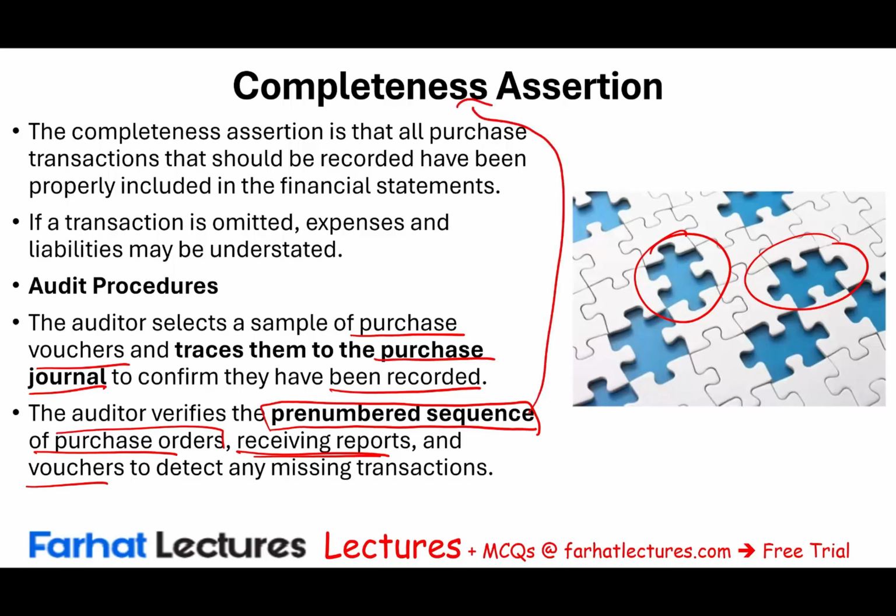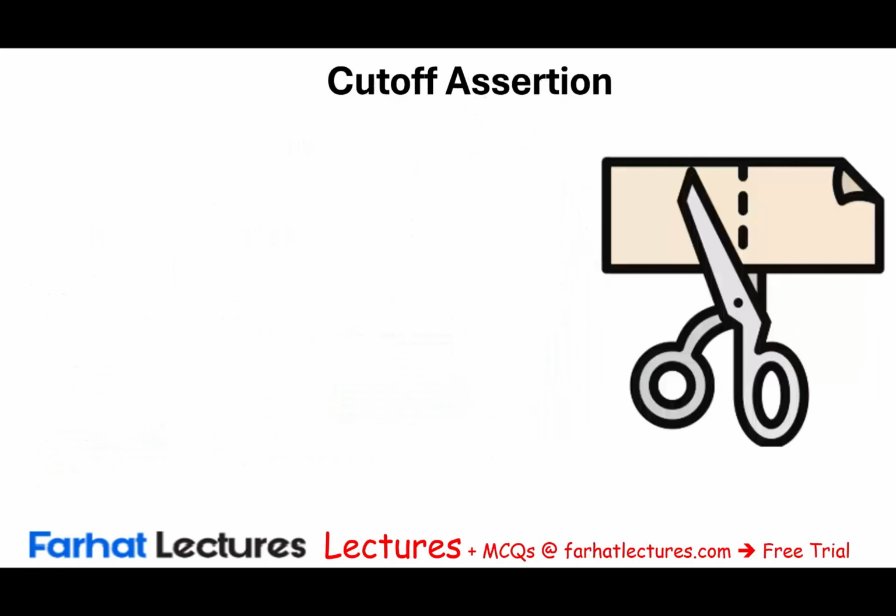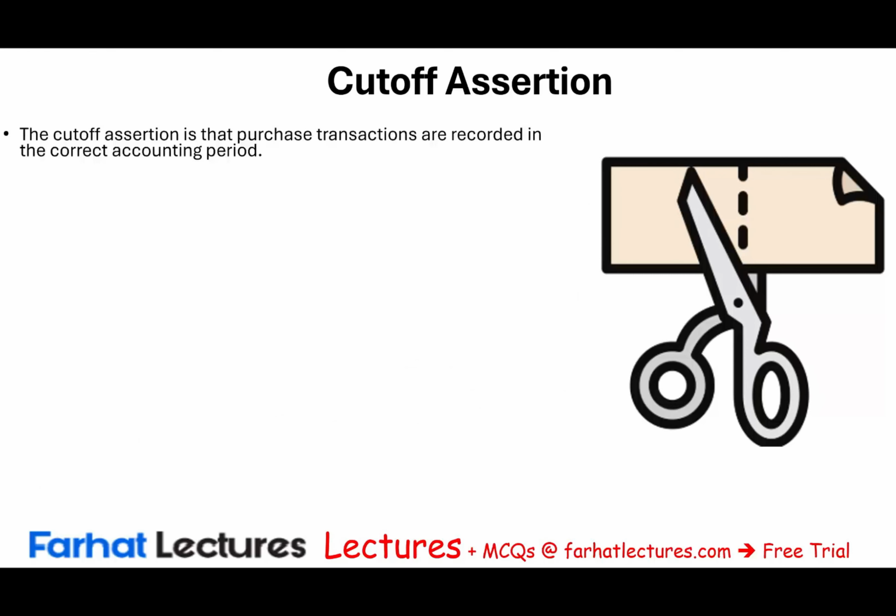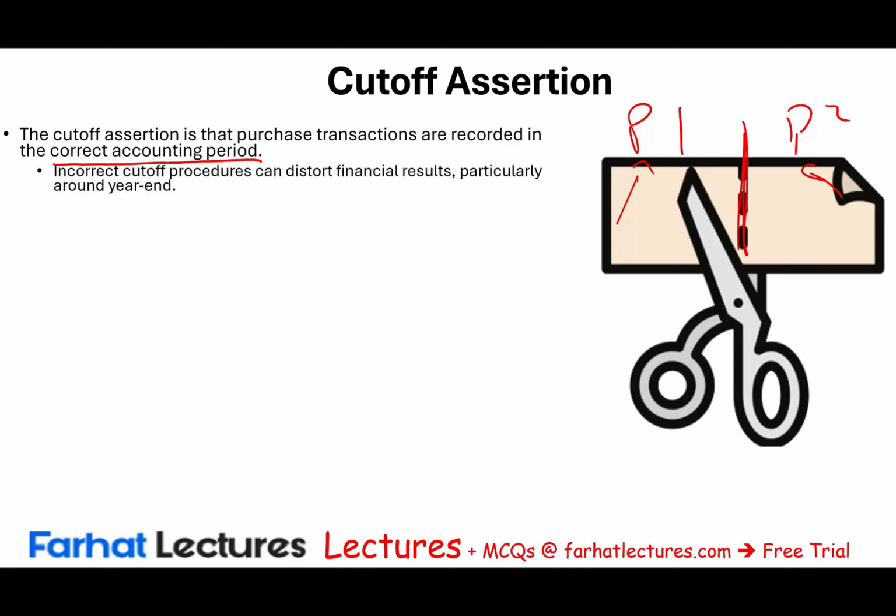Remember that. There's also the cutoff assertion. What is the cutoff assertion? The cutoff assertion is making sure that purchase transactions are recorded in the proper, correct accounting period, because yearly, we have period 1 and period 2. A transaction in period 1 should be recorded only in period 1, and a transaction in period 2 should be recorded in period 2. So incorrect cutoff procedures can distort financial results around year end.